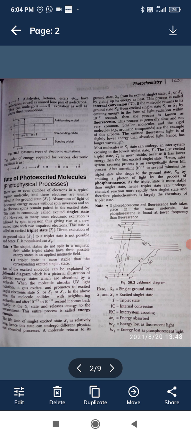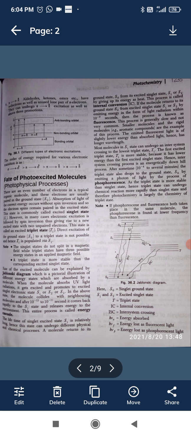After some time, the triplet state also drops to the ground state S0 by emitting a photon of light, and this process is called phosphorescence. So if an electron which has gone to S2 comes to S1, it is internal conversion. From S1 to T, it is intersystem crossing. From T, it comes to S0. This is also an intersystem crossing.